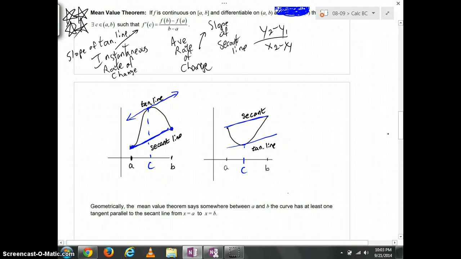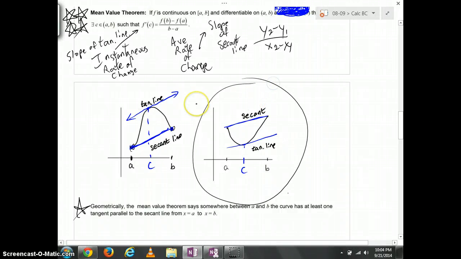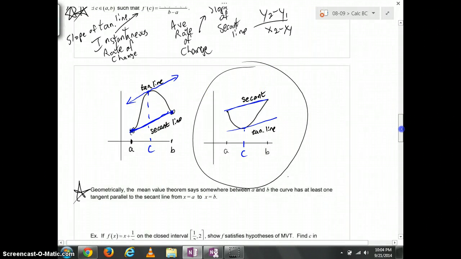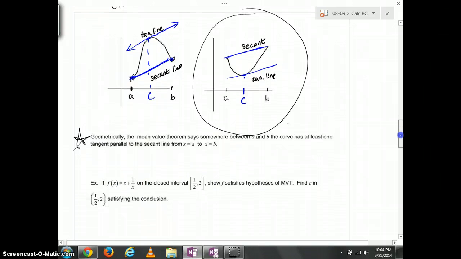As you can see geometrically right down here, the mean value theorem says somewhere between x equals a and x equals b, the curve has at least one tangent line parallel to the secant line from x equals a to x equals b. Remember, the secant line will just connect those 2 points at x equals a and x equals b. But the tangent line, you can see real quickly, would have the same slope. That's what it means to be parallel. And I have an alternate form right over here. Really just the same exact kind of a picture.